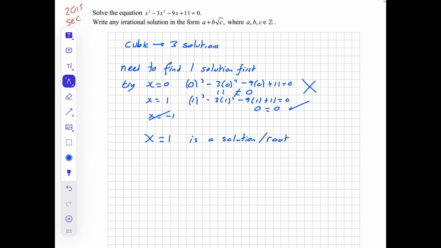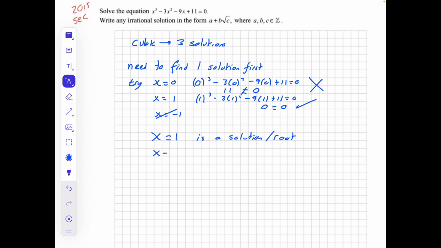Okay, now really a solution is another word for a root. So if we know x equal to 1 is a root, we're then going back to our factor theorem question. So x minus 1 is a factor. Okay, so we use trial and error to find our first solution.